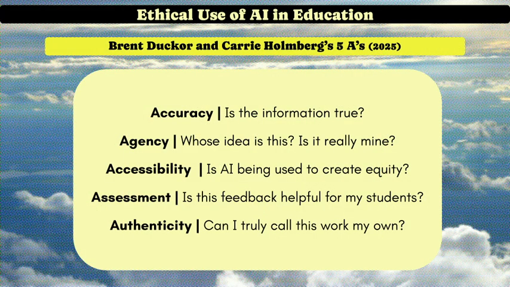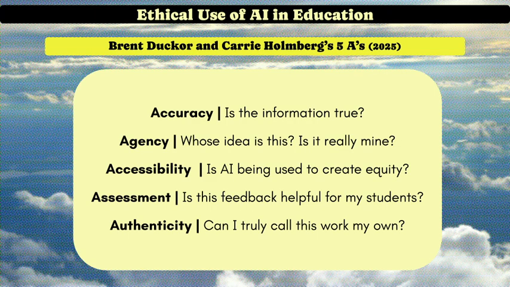Ethical use of AI in education can be defined by the 5 tenets proposed by Ducker and Holmberg in 2025 to assist educators and students alike in stopping to consider how and why they are using AI before they use it. In the 5 A's, each A is built on a series of questions that teachers should ask themselves before running to ChatGPT. The first pillar, accuracy, pertains to whether information is true or not and asks us to consider the source and any intrinsic bias AI may have.